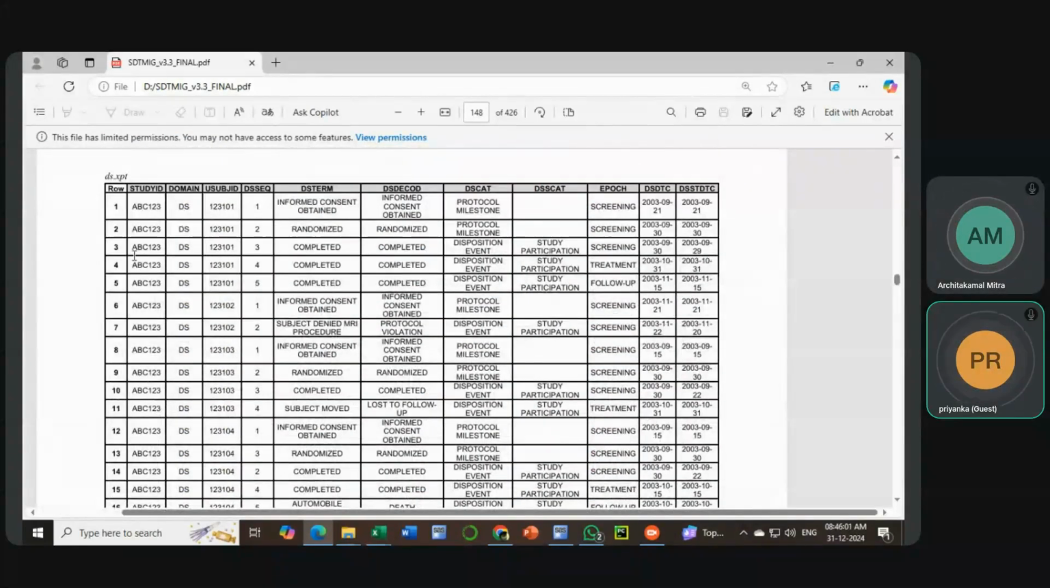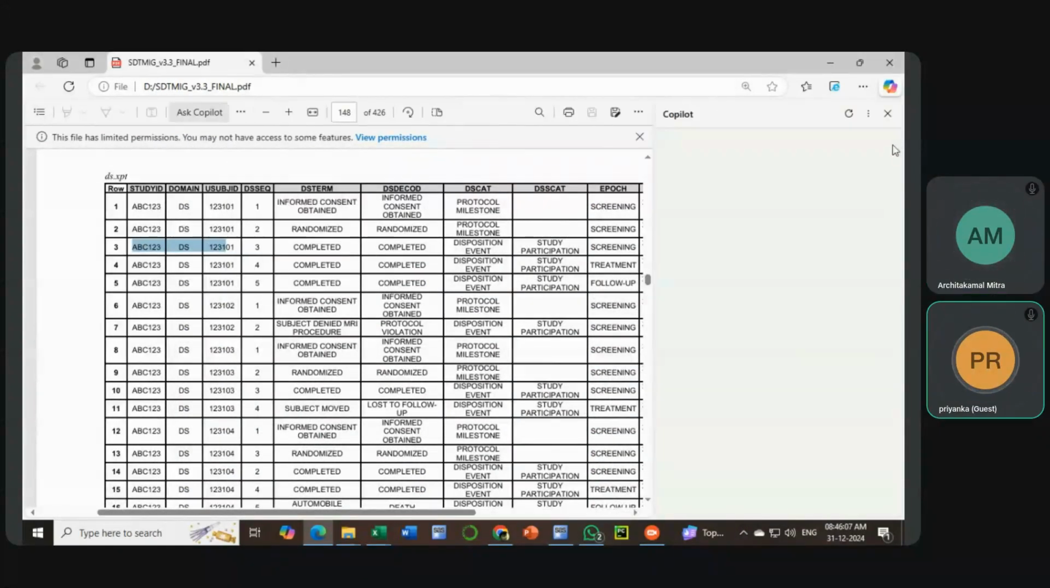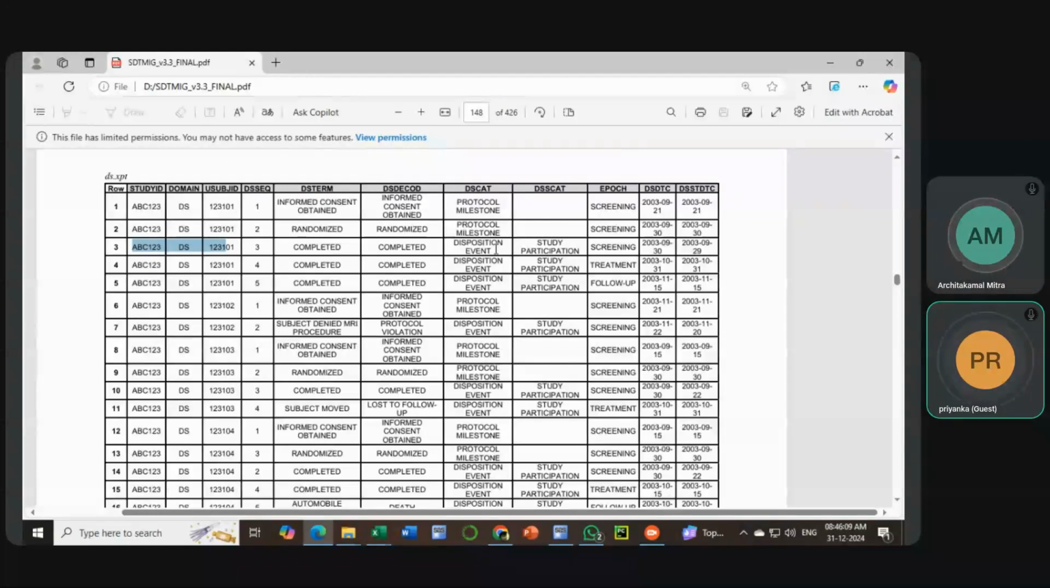If you see this for this participant, ABC123DS, the disposition event is completed. The study is completed. DSS cat carries study participation, and it comes under the epoch screening. Again, this is completed treatment. Protocol milestone does not have a DS cat. Within epoch, the screening is the larger epoch, and within that we have the disposition category protocol milestone.